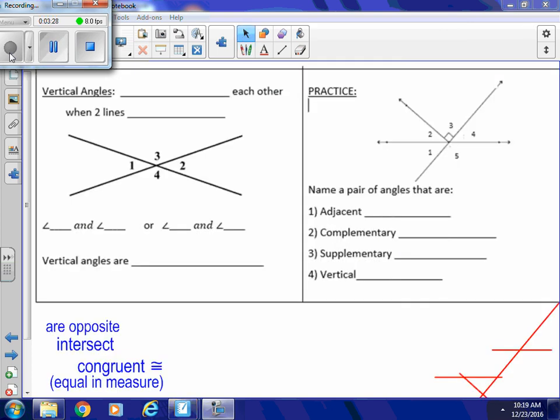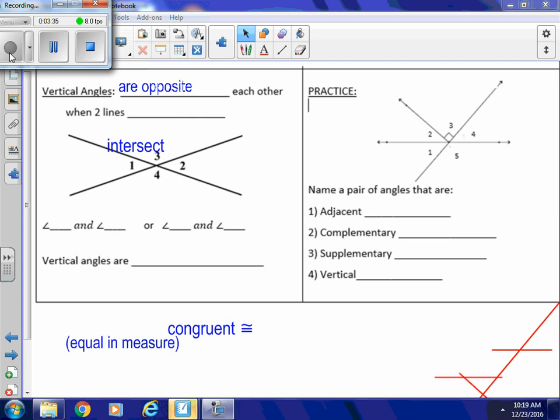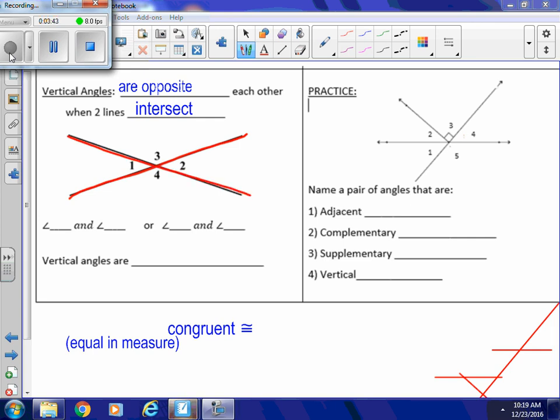Vertical angles are opposite each other when two lines intersect. So I've got two lines here, first line and my second line, and they intersect at this point, and when they do, I create four angles. Well, angles 3 and 4 are opposite each other. Also, angles 1 and 2 are opposite each other. So that's my two sets of vertical angles.